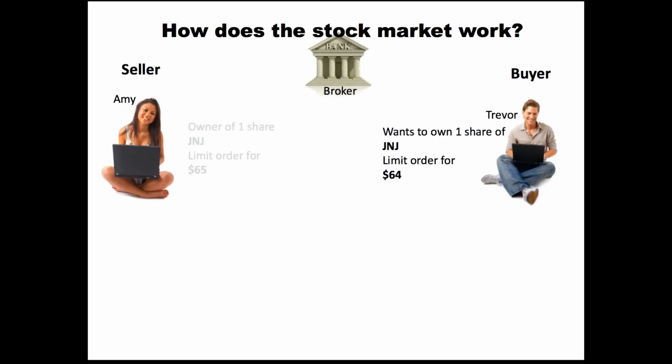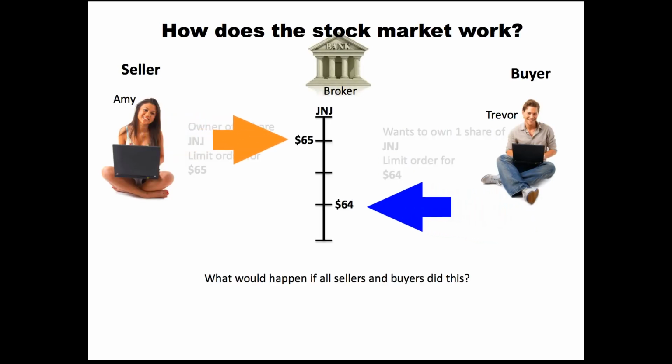Now we have Trevor, who wants to buy one share, and he puts in a limit order for $64, meaning if he's going to buy it, it has to be under $64. He's not paying a penny more than $64 whenever he buys one share of Johnson & Johnson. So now as we look at this chart, it's not just pinpointed on the 65 and 64. You can see for Amy it's 65 or greater, and for Trevor it's 64 or less. So in this scenario, if this was the only seller and the only buyer of that one share, you would see no trades executed because there's a discrepancy and they can't agree on the price.